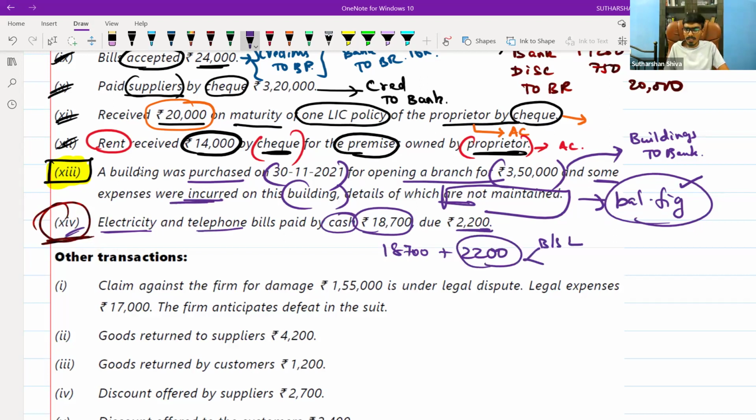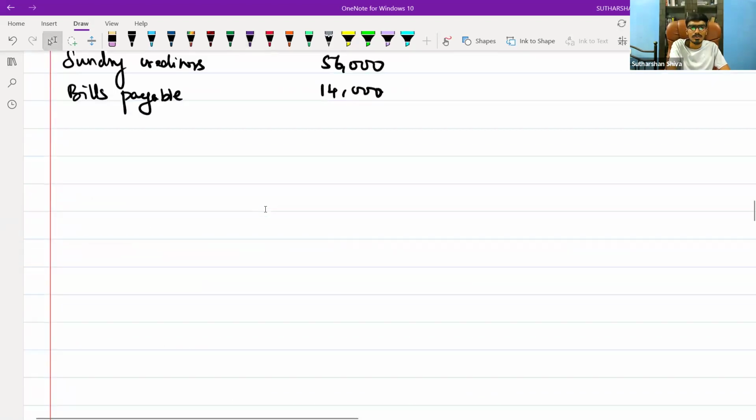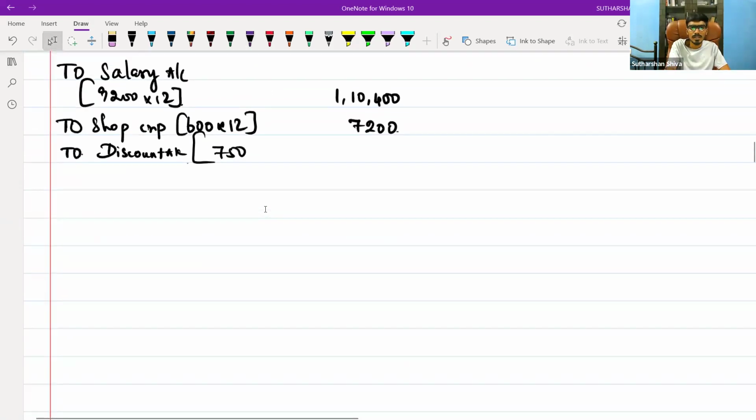One is on the balance sheet liability side. One, I need to show it in my P&L account. I need to add this 18,700. I need to show it in my cash book, and I need to show it in my P&L account. Twofold adjustments, debit aspect and credit aspect, I need to do. So I will go to my first P&L. I will post it first in my P&L.